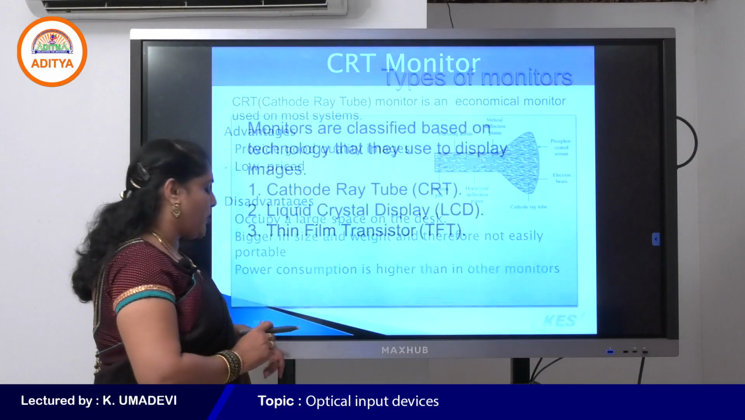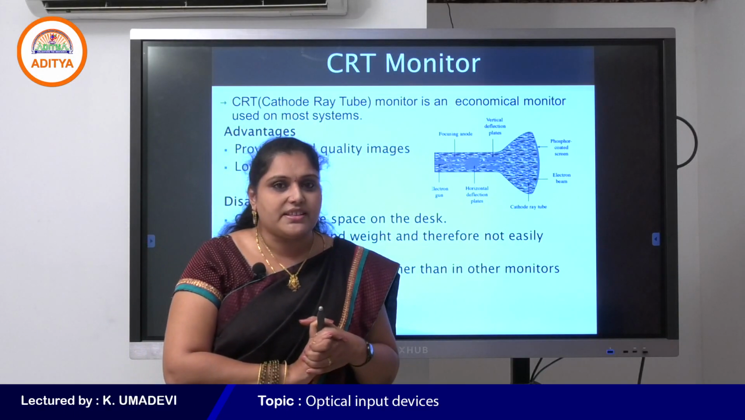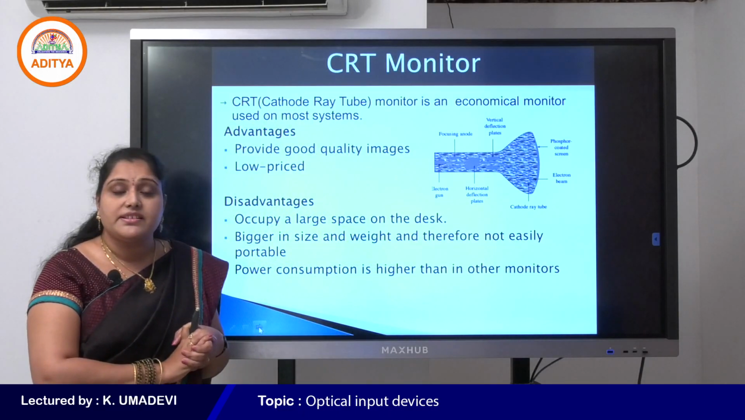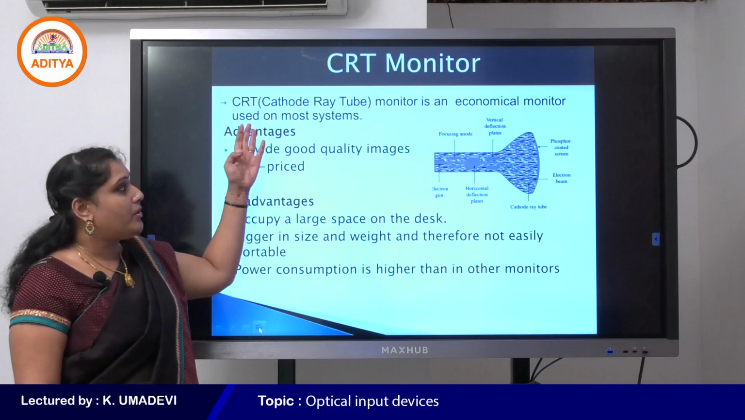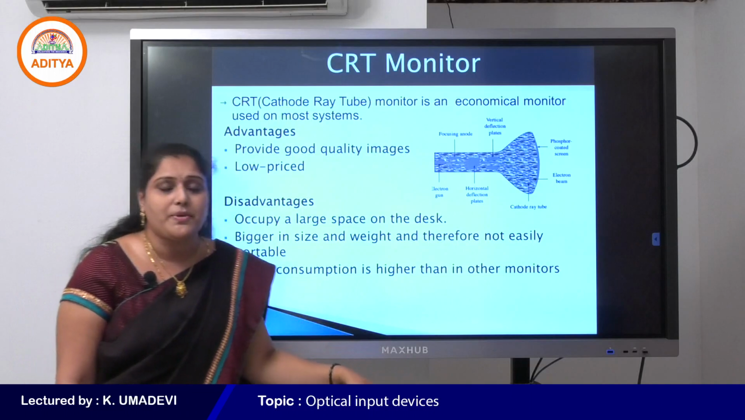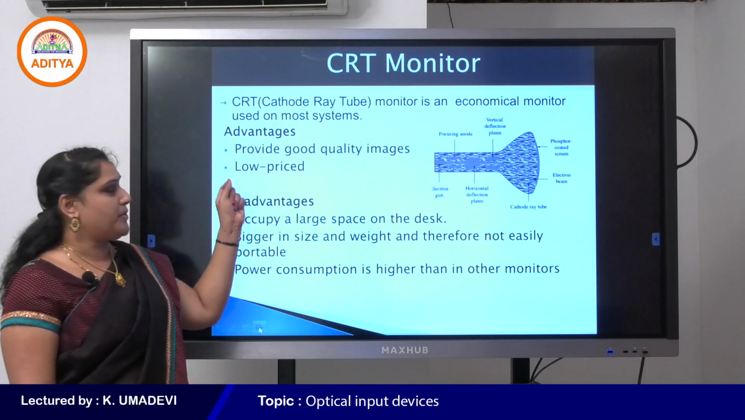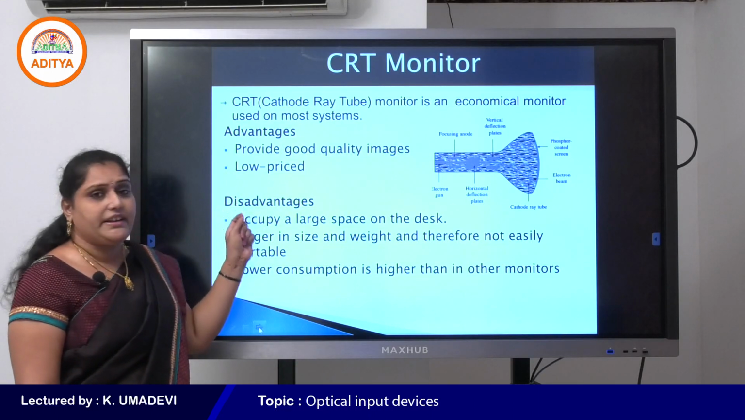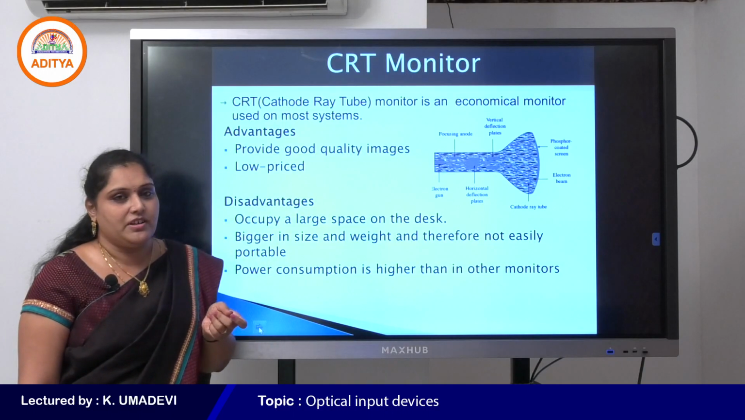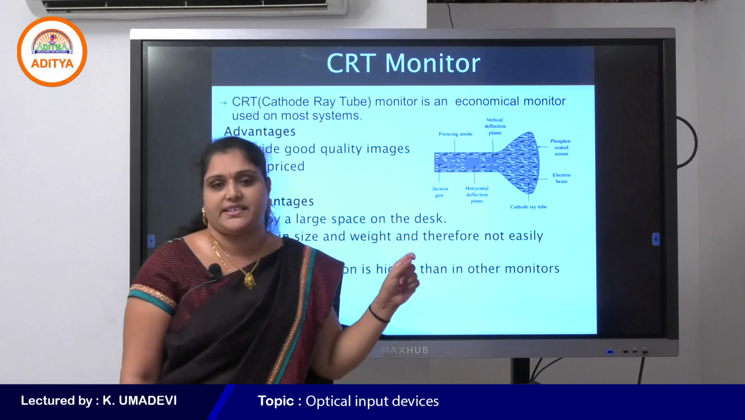So what is a CRT monitor? The first monitors used CRT technology, cathode ray tube, which looks like a television screen. The cathode ray tube monitor is the economical monitor mostly used for desktop computers. It provides good quality images, and is low priced, inexpensive, when compared to the latest monitors, LED, LCD, etc.